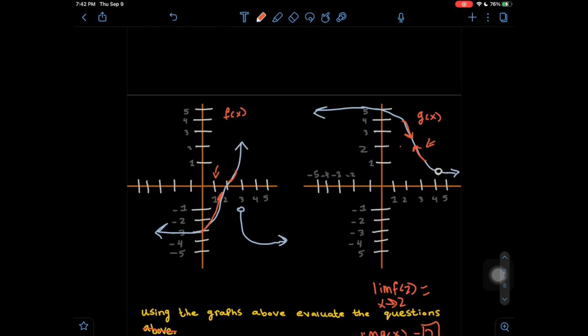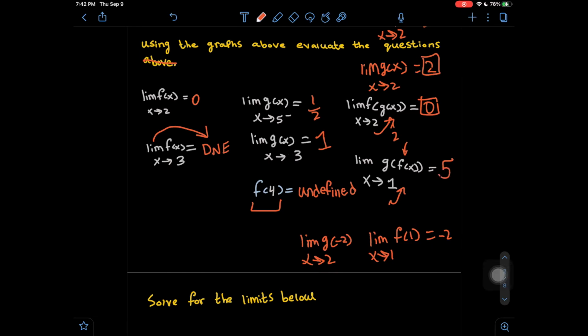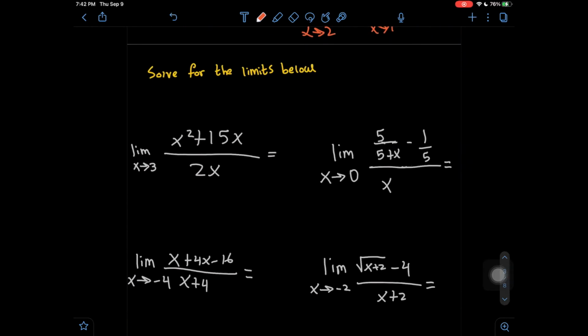So now looking at our graph of g(x) as x is approaching -2 from the right and the left, we approximately have a value of 5. That's going to be our final answer for these problems. Alright, now we have limits where you're going to evaluate just with the statement.